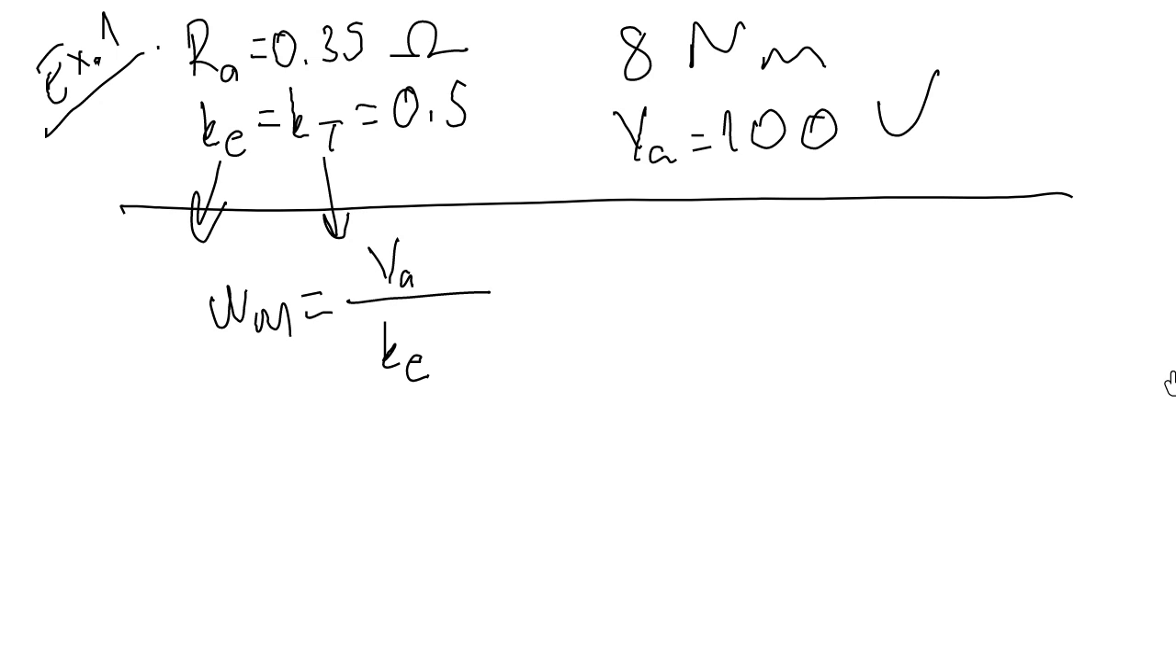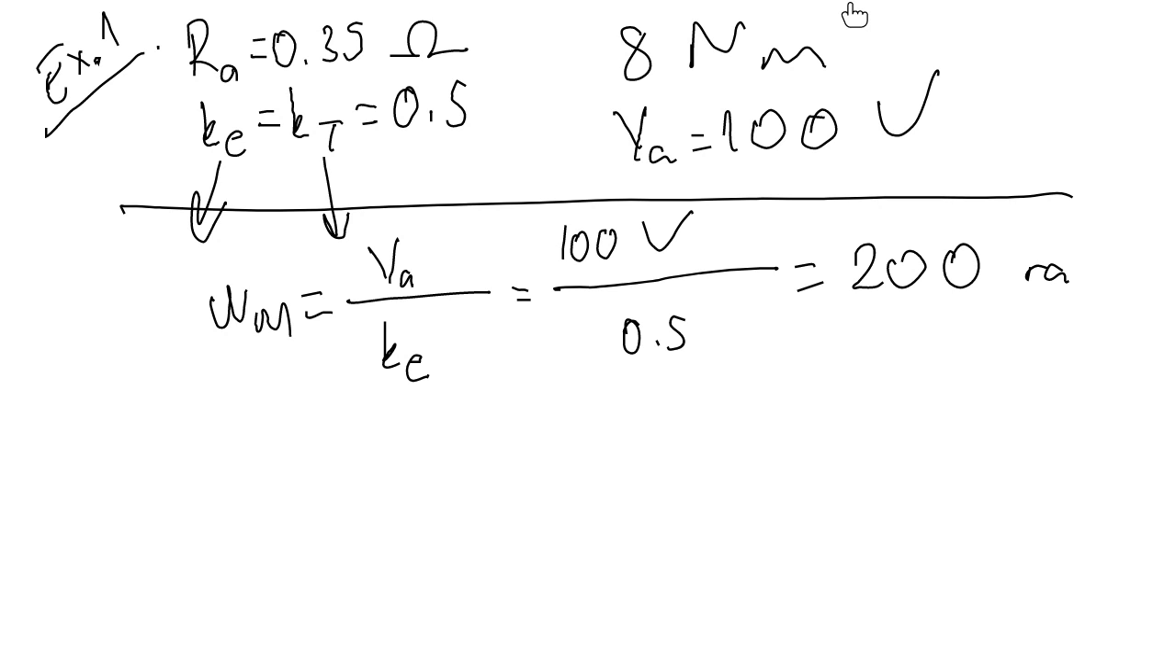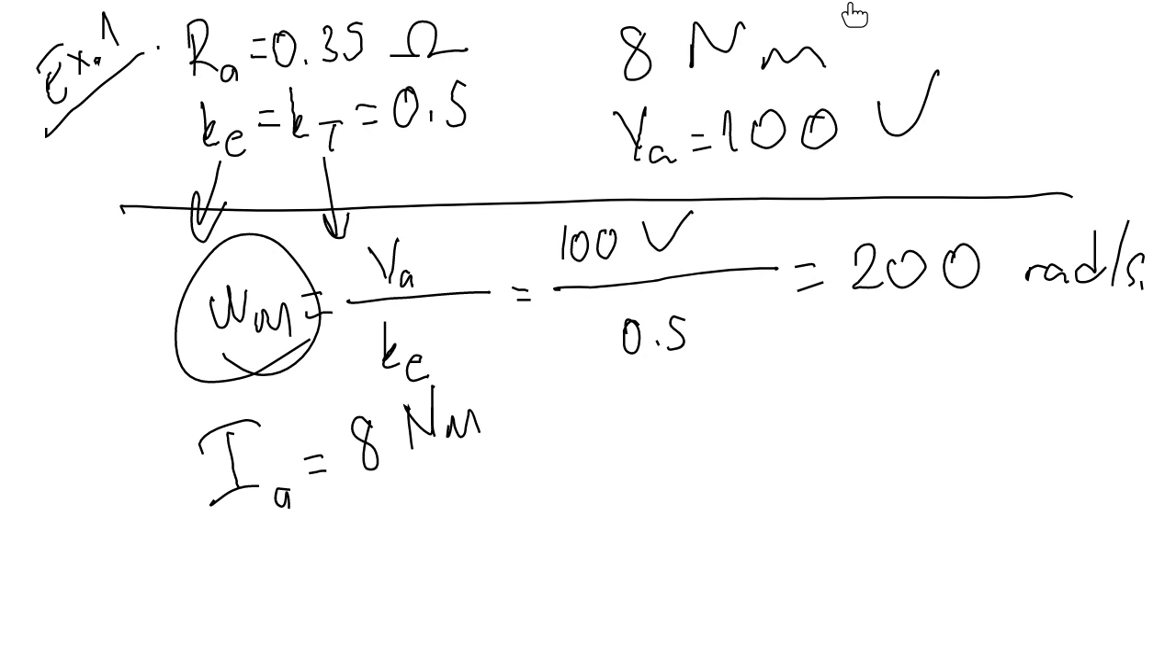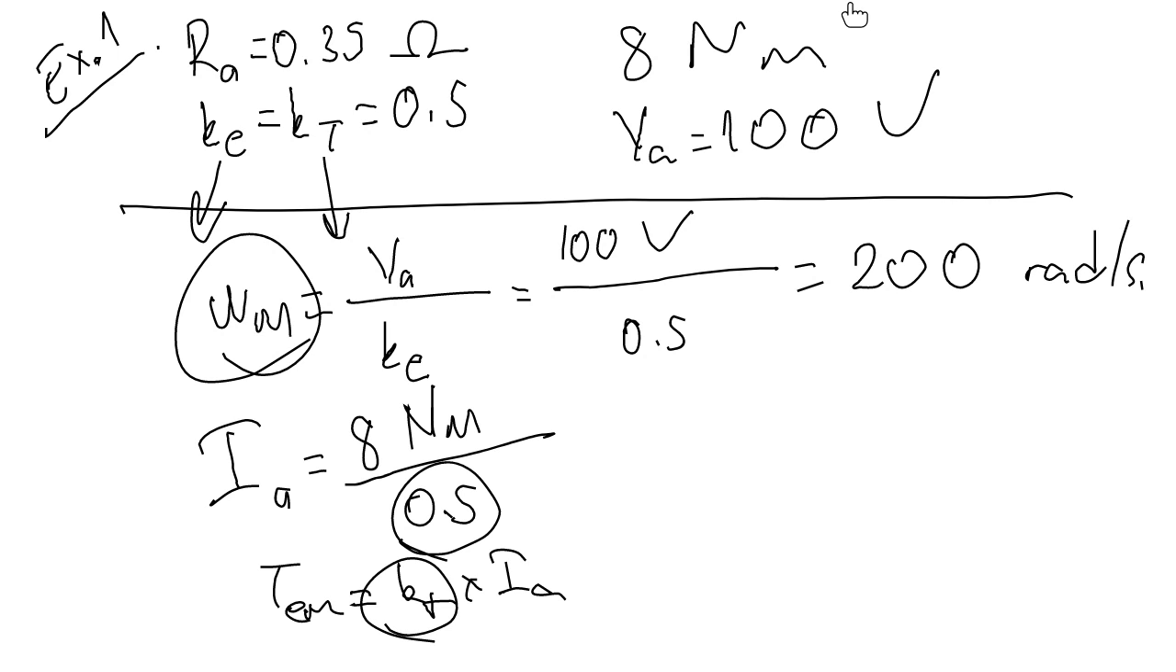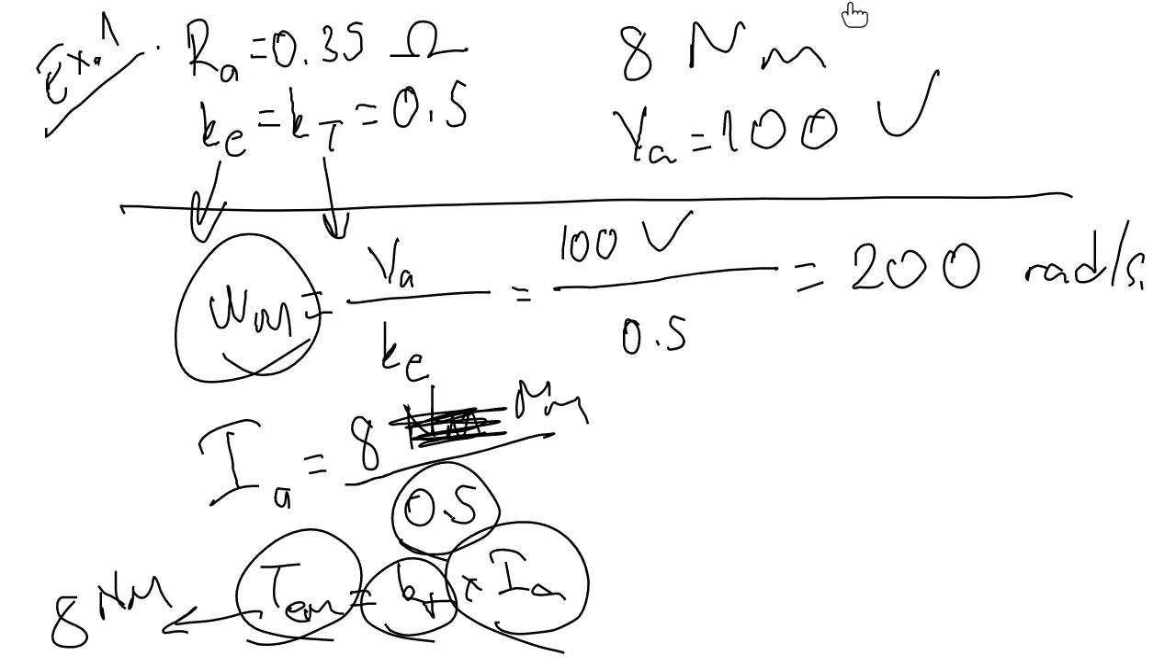Okay, omega M equals armature voltage over KE. Armature voltage is 100 volts, your back EMF constant, also called the electrical constant, is 0.5, so 200 radian per second is your rotational speed. At a torque of 8 newton meter, what's the equation here? Electromagnetic torque equals torque constant times IA. Torque constant 0.5, armature current IA, electromagnetic torque 8 newton meter. So we need to calculate the current. Current is here 16 ampere.